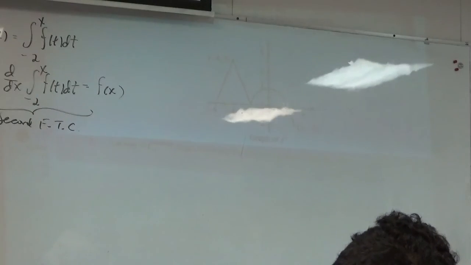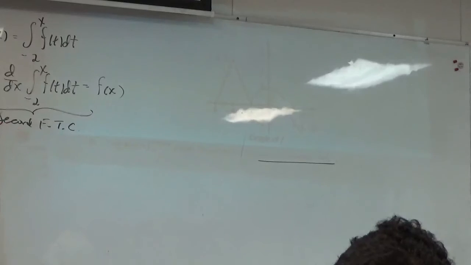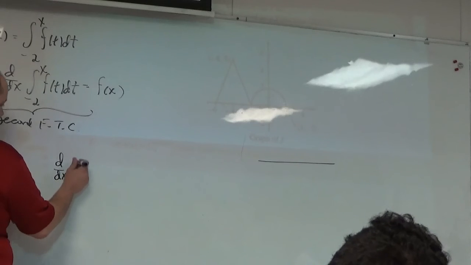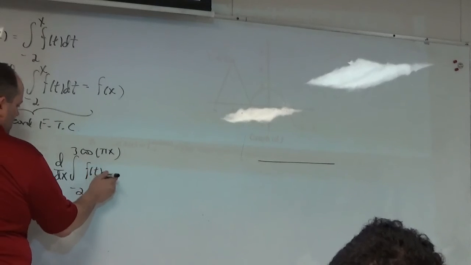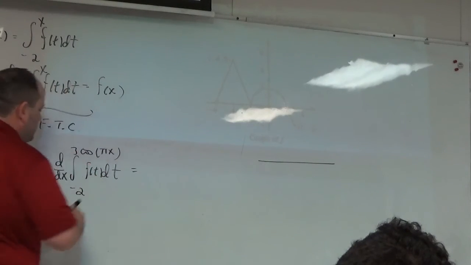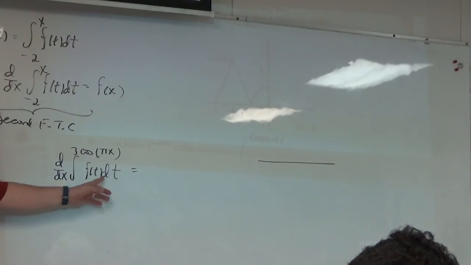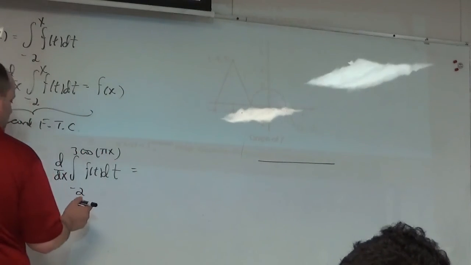H is the integral from -2 to 3 cosine pi x of f of t. Determine the equation of the tangent line. Now here's what I'm seeing on a lot of papers. Many folks started with 3 cosine pi x of f of t dt. What is that? The derivative of the integral of this function from -2 to some crazy thing? It's the second fundamental theorem of calculus, but it's the extended version.